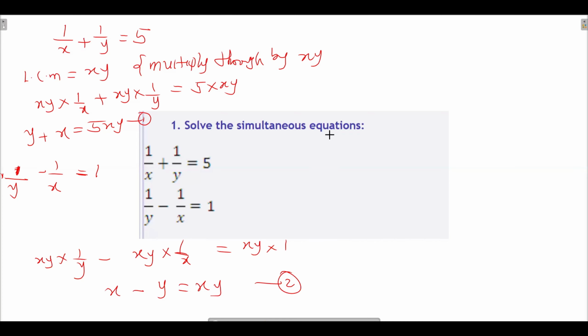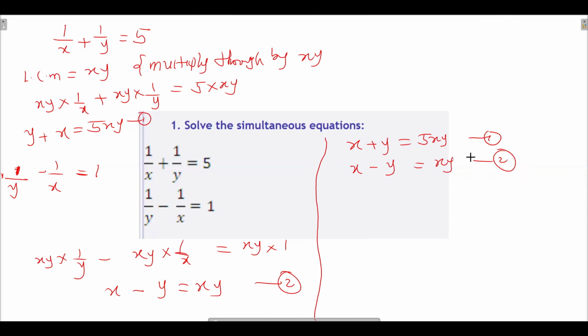Now, if you look at this simultaneous equation properly, it's a little bit different from what we have been solving. But you see, we can still apply the same method. Let me rewrite it. I can say it's x plus y equals 5xy, call this equation 1. And x minus y equals xy, equation 2. Now, y here has the same coefficient and opposite sign. We don't need to multiply, just use the elimination method.